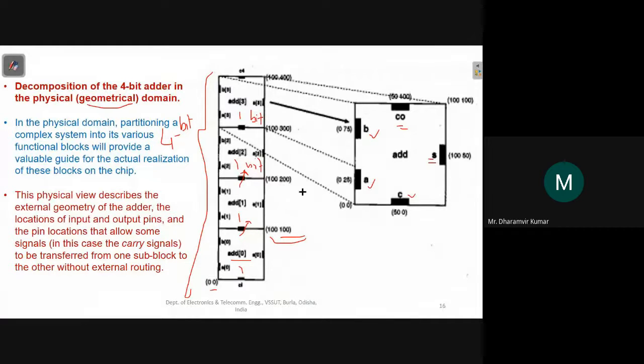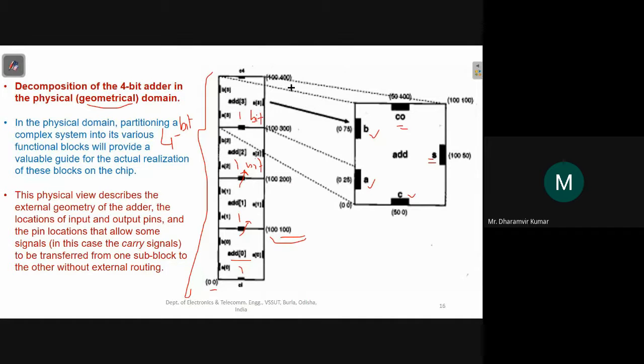Now in this block they have also shown the location of each of these pins. For example, the pin location of this carry input is 50 comma 0. The pin location of the A input pin is 0 comma 25. For B it is 0 comma 75. For carry out it is 50 comma 100. For S it is 100 comma 50, and this is 100 comma 100. This is with respect to one single block.